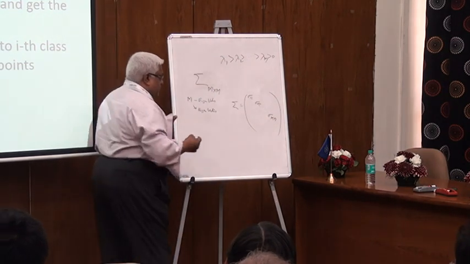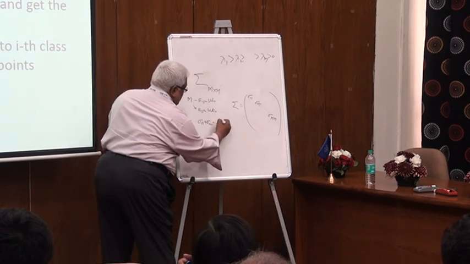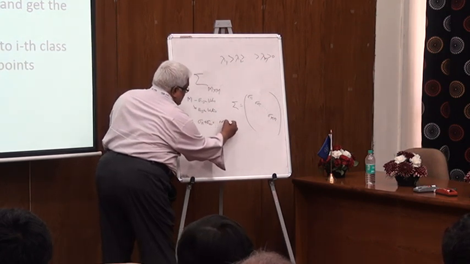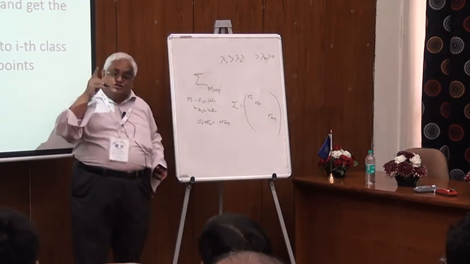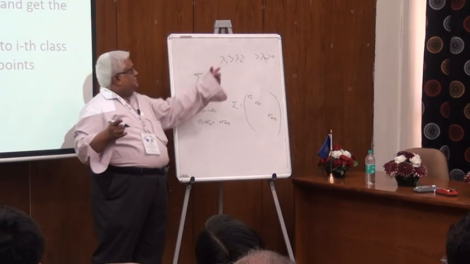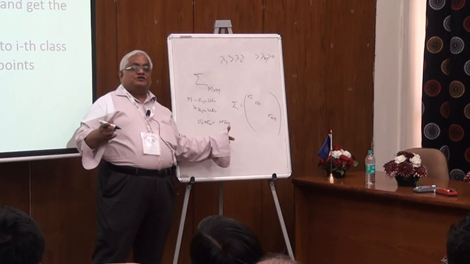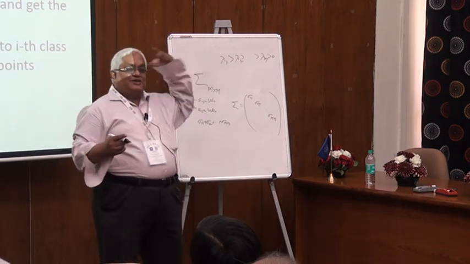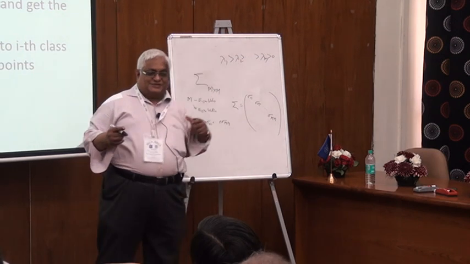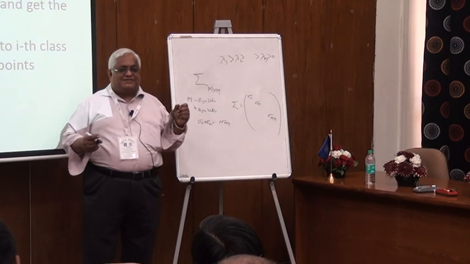So what is the total variance? The total variance is sigma 11 plus sigma 22 plus up to sigma mm. This is the total variance. And one can show that the sum of the eigenvalues is the same as the sum of these variances. Actually, eigenvalues give you the variances.